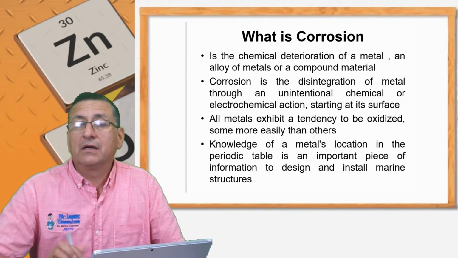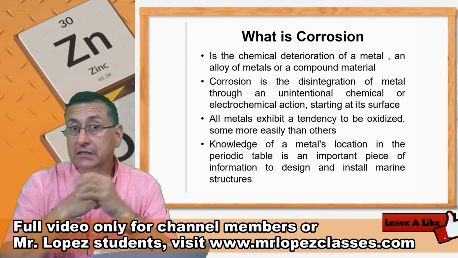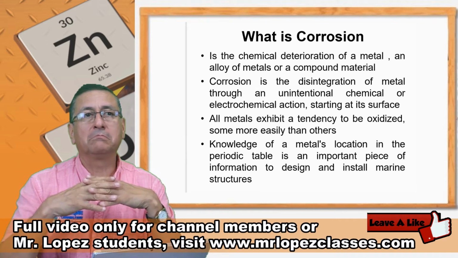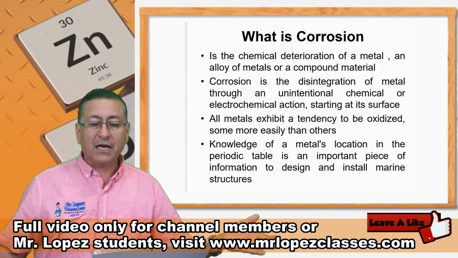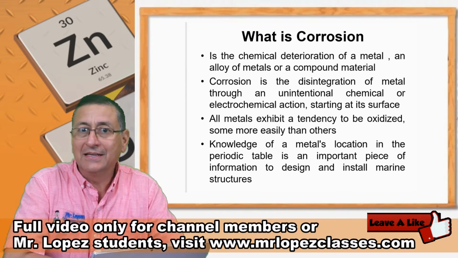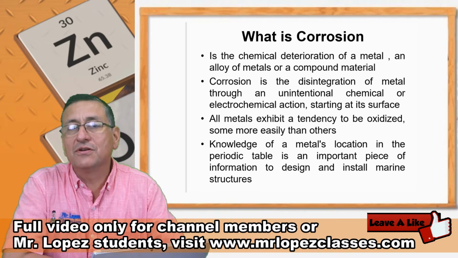Corrosion. You remember? We say that corrosion is the accumulation of oxidation. Yes? Today we are going to introduce another basic definition. It's the chemical deterioration of a metal. Nice. I like that definition. It's simple. It's the chemical deterioration of a metal.